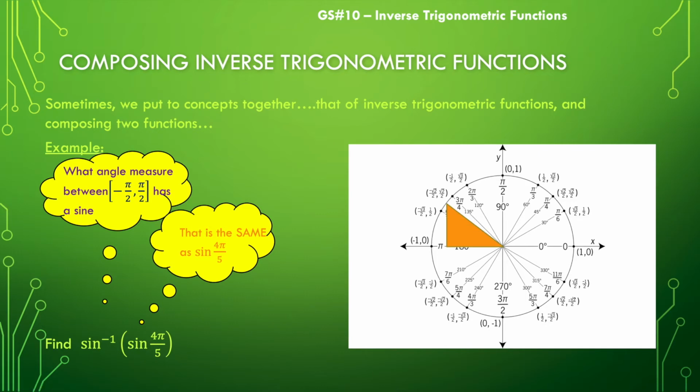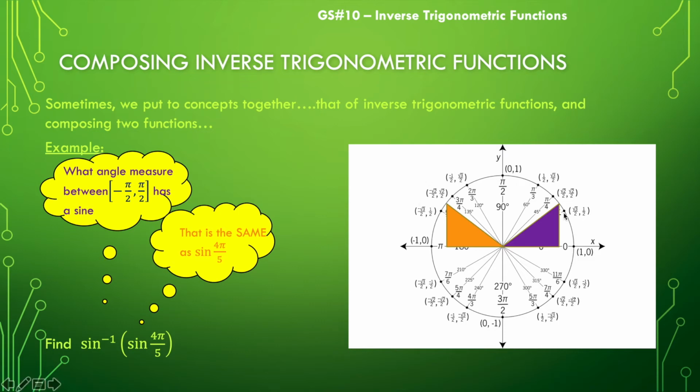All right, after I identify that 4 pi over 5, what angle would have the same sine, or the same y value? It would have to have the same y value, but it's going to be on the right-hand side. So we can go just directly across and create a triangle directly across. Now we're going to use our reference angles to identify what that angle measure is.